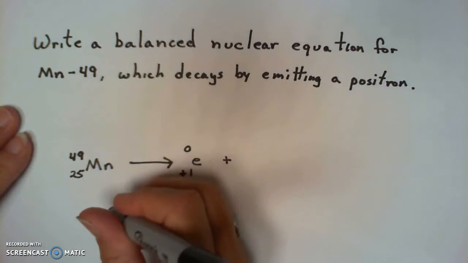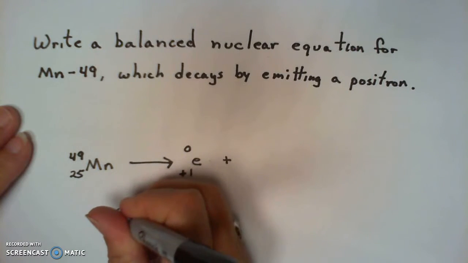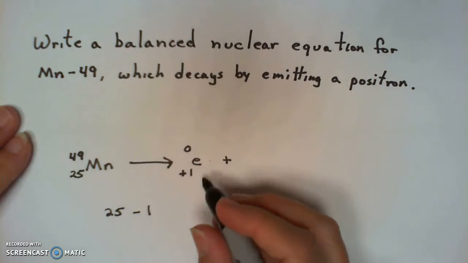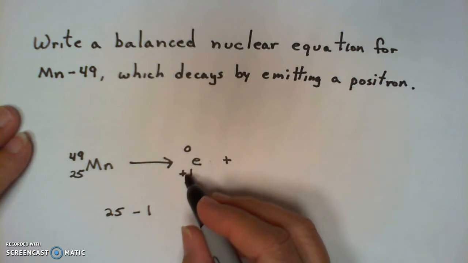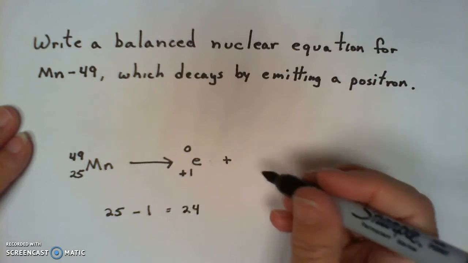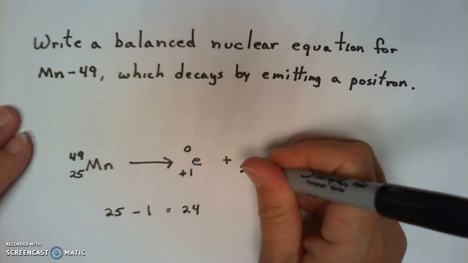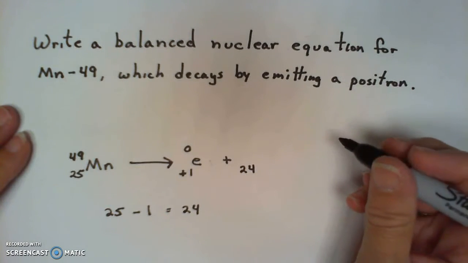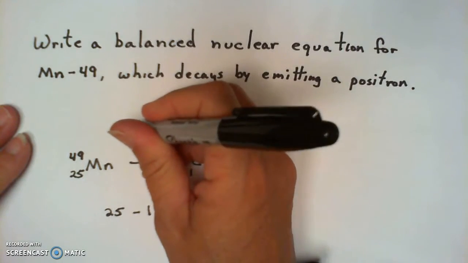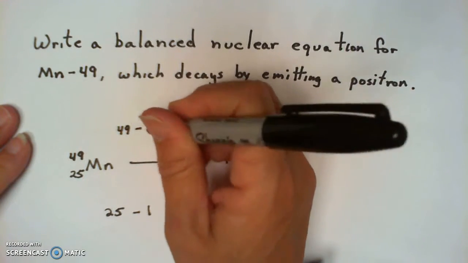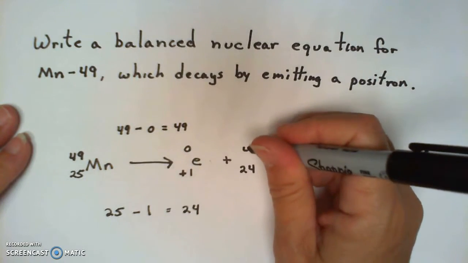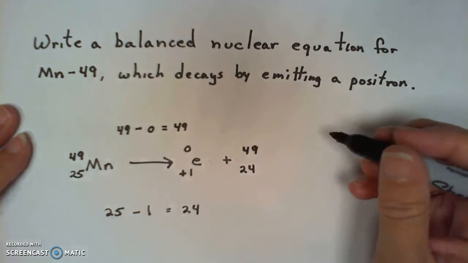So on the bottom, we get 25 minus 1 for the charge of the positron. That gives us 24. So our new atomic number is 24. Our mass number will be unchanged. Our mass number is 49 minus 0, so it will be 49. So there's our new element.